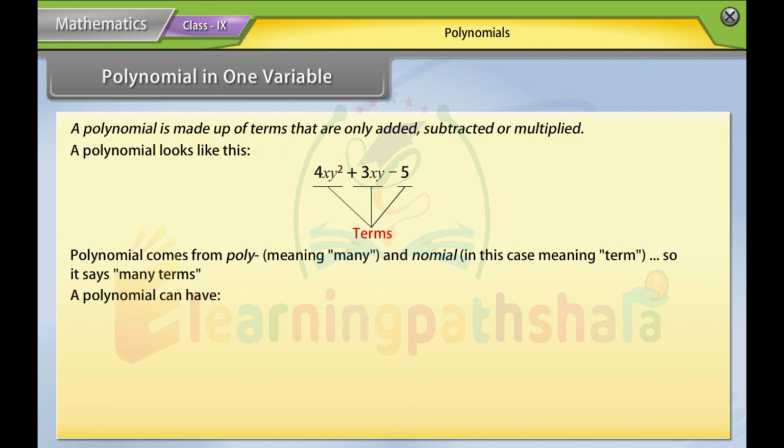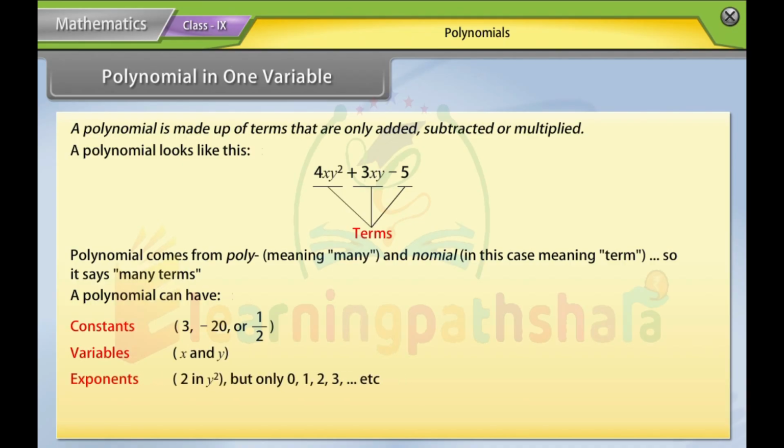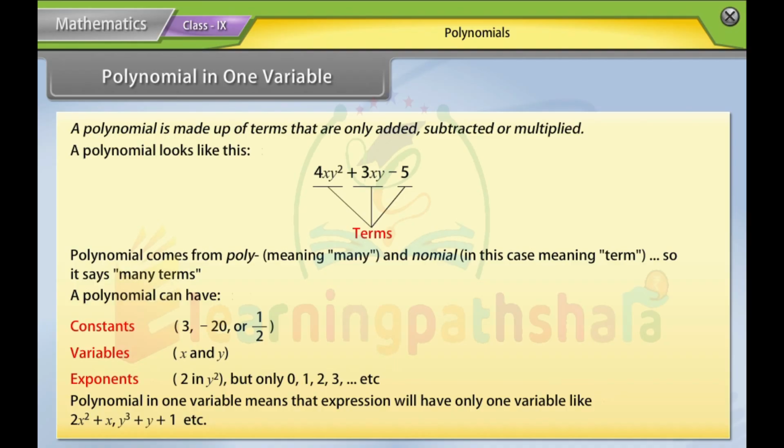A polynomial can have constants like 3, -20, or 1/2, variables like x and y, and exponents like the 2 in y square, but only 0, 1, 2, 3, and so on. Polynomial in one variable means that the expression will have only one variable, like 2x squared plus x, y cubed plus y plus 1, etc.